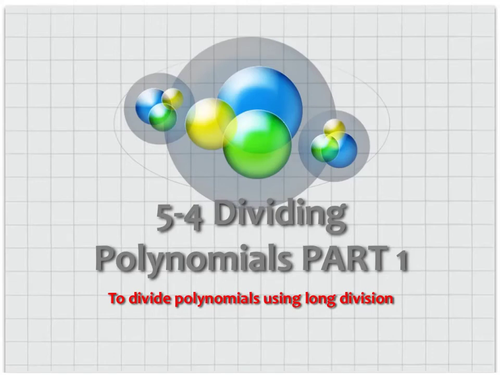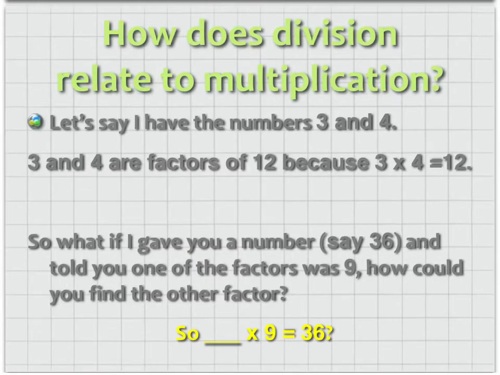So now we're going to be dividing polynomials, which is very similar to dividing numbers using long division. So how does division relate to multiplication? Well, let's say you have the numbers 3 and 4. 3 and 4 are called factors of 12 because 3 times 4 will give me 12.